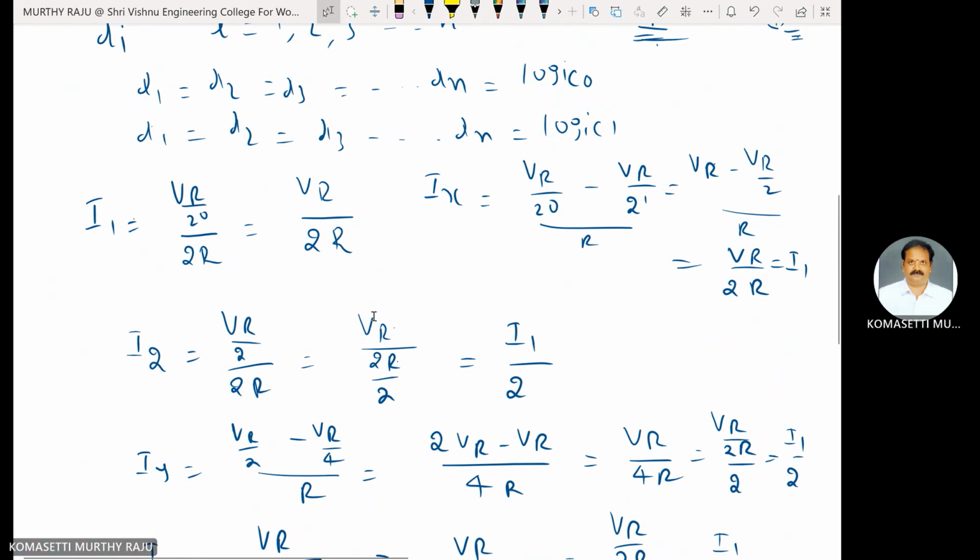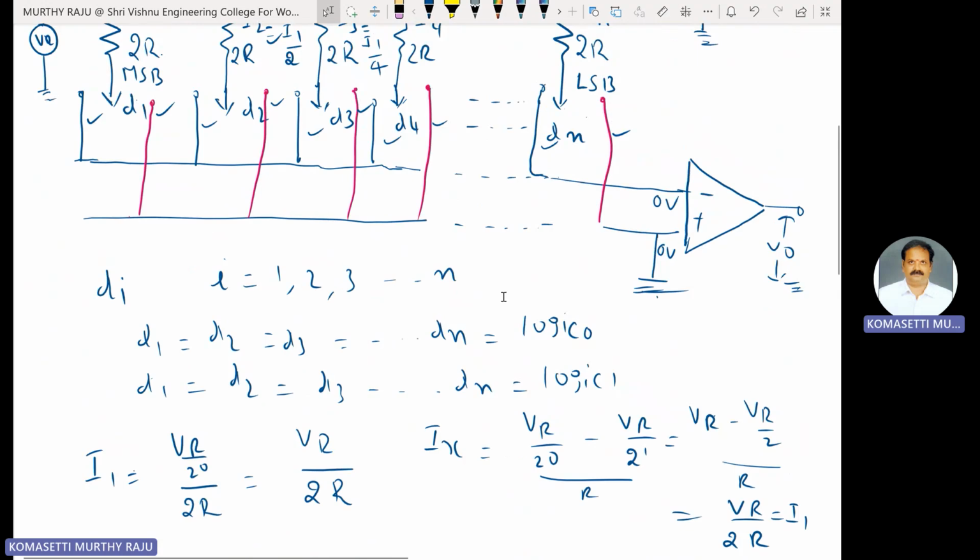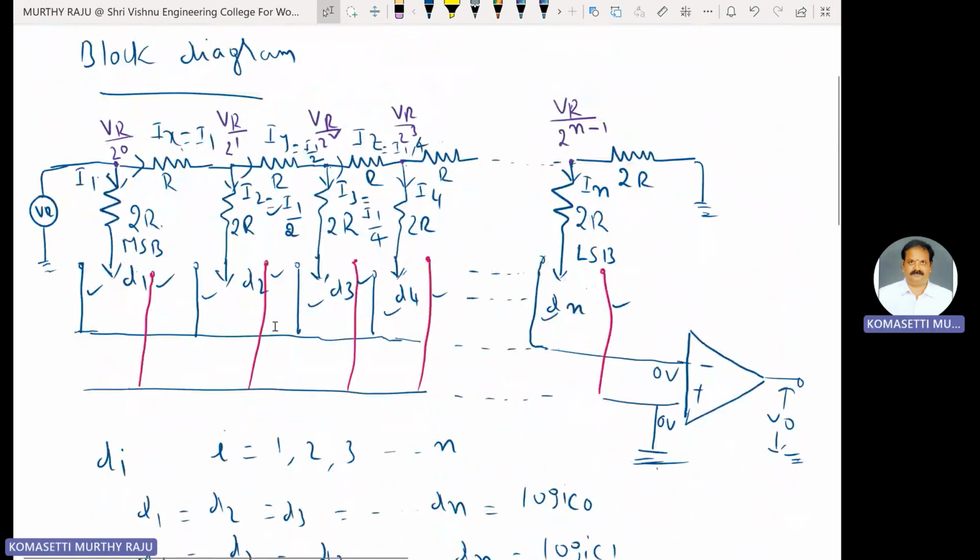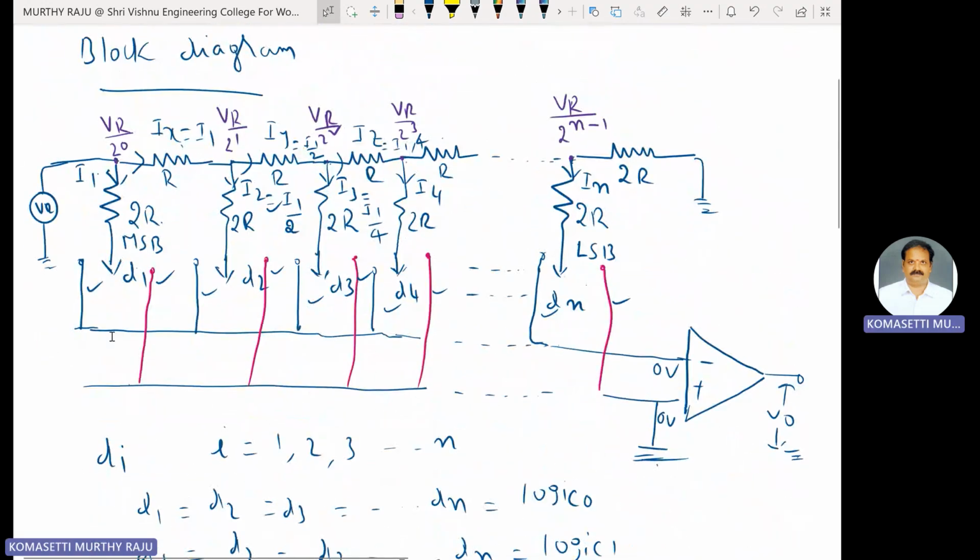The currents are divided like that. The current division is like that: I1, I2, I3. This is I1. I2 is I1 by 2. I3 is I1 by 4. I4 is I1 by 8. In that fashion, the current is divided.